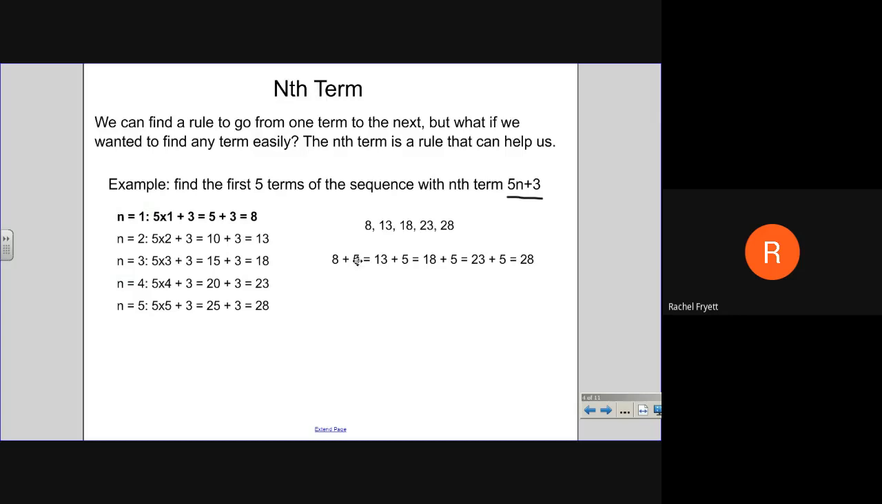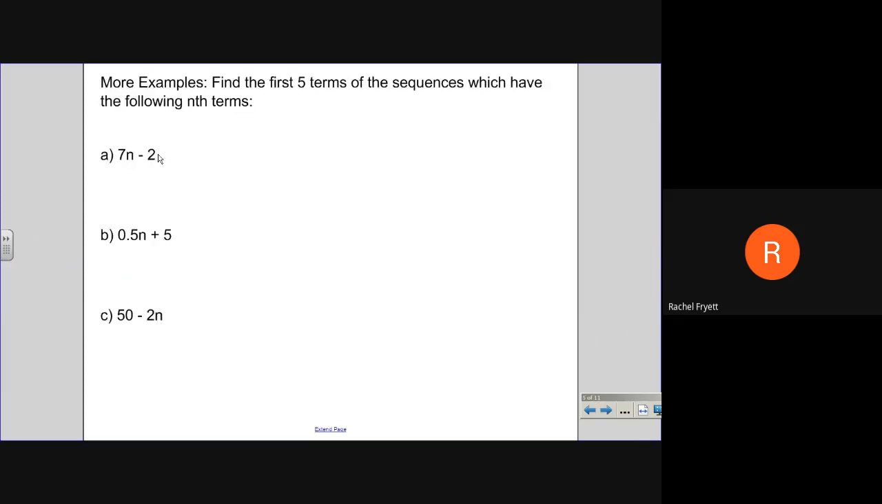And this 5 comes from the fact, well, let me highlight it. Okay, these 5 come from the fact that the nth term is 5n. So it's very important that it's the number in front of the letter n. Do a few more examples here and do the shorter way.